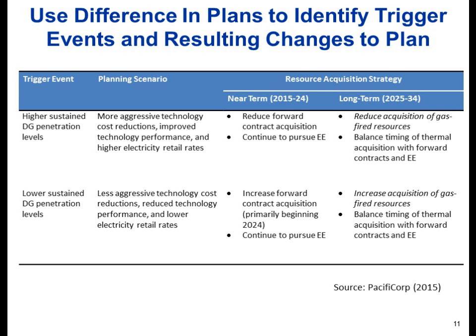The question then is, what do you do with these different plans? One option that we saw was to compare the plans across the various scenarios to identify trigger events that would lead to changes in the preferred plan. This example here shows how PacifiCorp used various distributed generation forecasts to identify changes to the near-term and long-term resource acquisition strategy if the distributed generation adoption were to be lower or higher than what they had included in their base forecast.